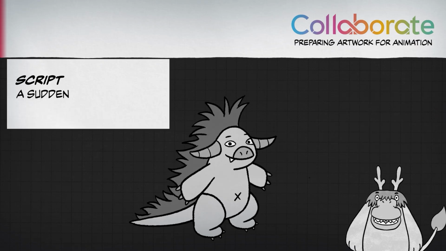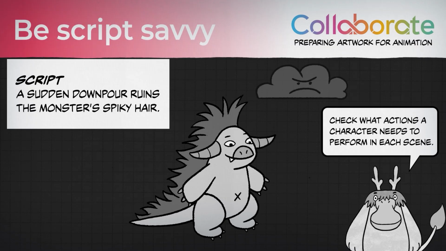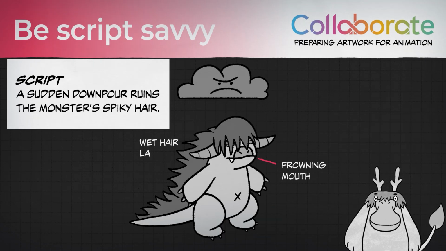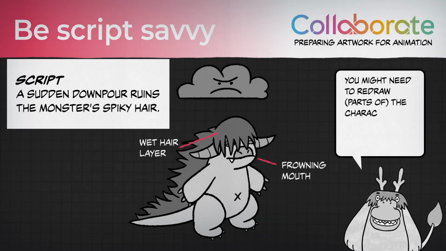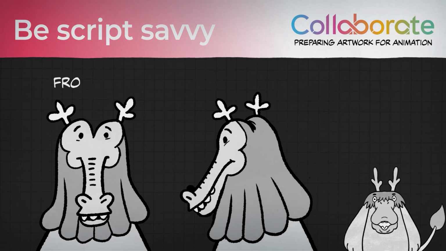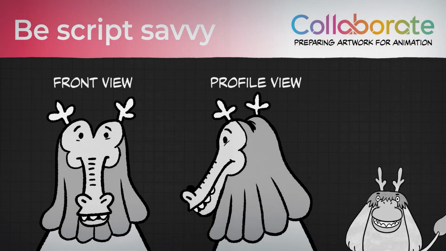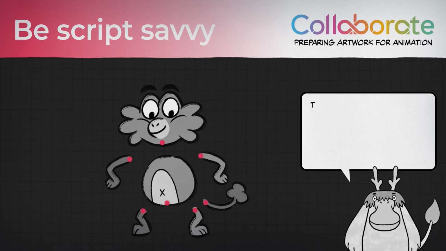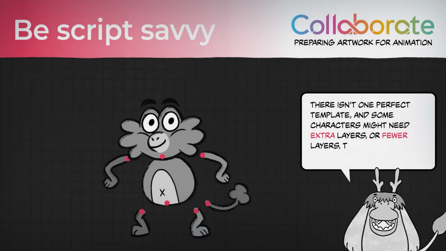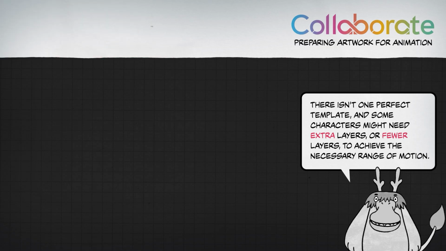If you're working from a script or a storyboard, check what actions a character needs to perform in each scene. Sometimes we can set a character up to be reused across multiple scenes, but other times you might need to redraw the character for specific performance or environment. For example, if you're working with bitmap artwork, you might need to create the character in both a front view and a profile view. There isn't one perfect template, and some characters might need extra layers or even fewer layers to achieve the necessary range of motion.